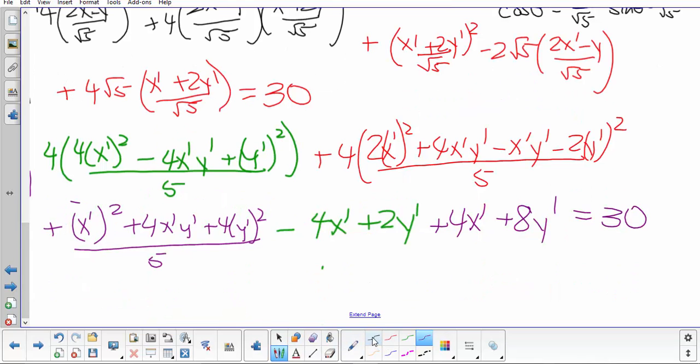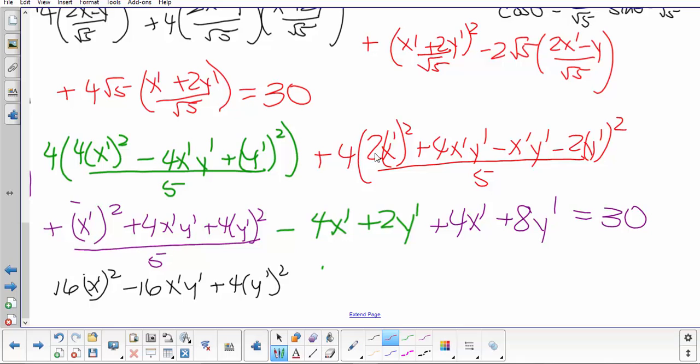So as we continue to distribute, when we distribute the 4, we get 16x prime squared minus 16x prime y prime plus 4y prime squared. Now everything that's over 5, I'm just going to keep going and put it all over one fraction. So I'm going to try to color code to help you figure out what comes where, but then I'm going to put it all over 5 and we're going to go from there.